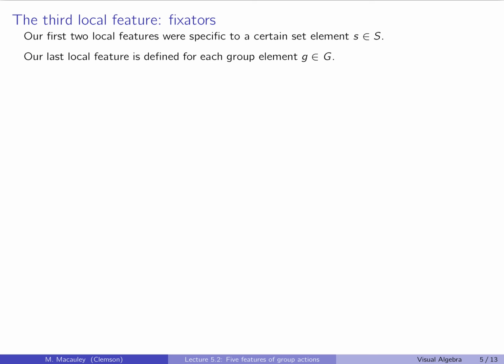Our first 2 local features, the orbit and the stabilizer, were specific to a certain set element. Our last local feature is defined for each group element G. A natural question to ask is, what states in S does the element G fix?